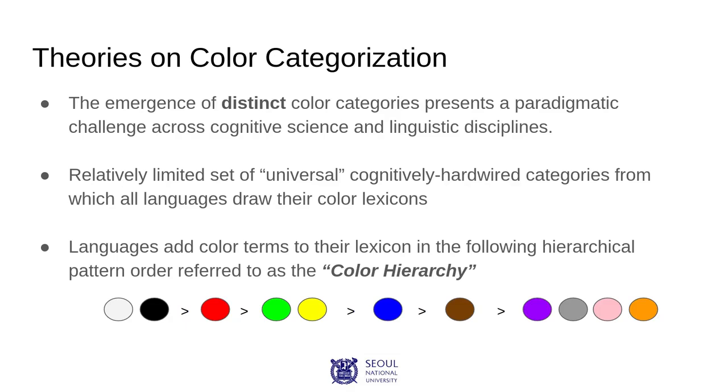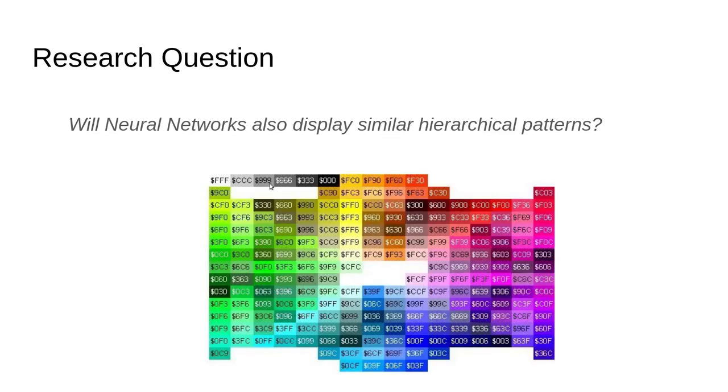The human color hierarchy in language suggests that if a language has a term for certain colors, let's say blue, they'll also have terms for all colors to the left of it in this figure. So in this case, yellow, green, red, black, and white. So will neural networks display similar hierarchical color patterns?